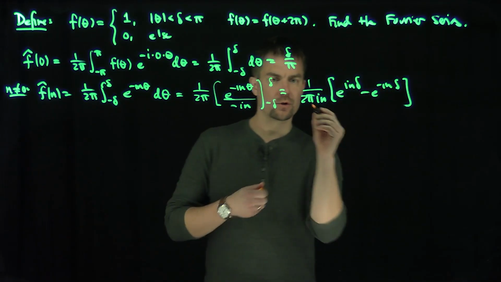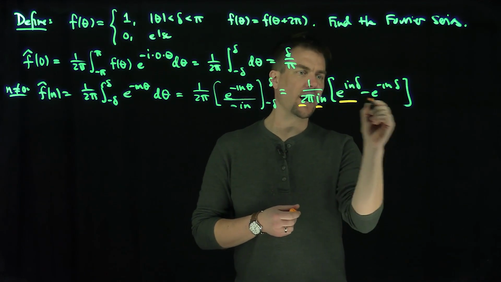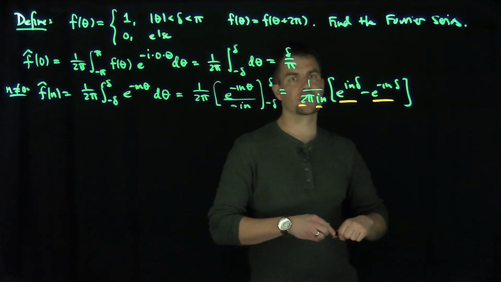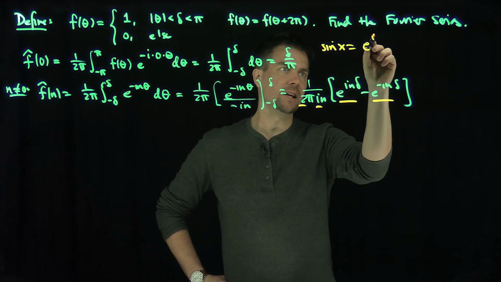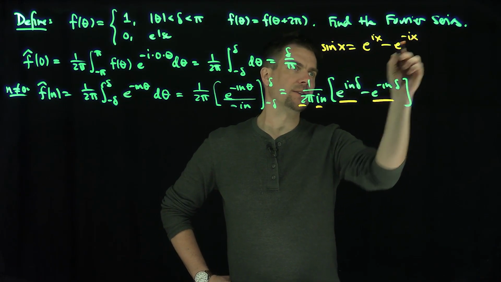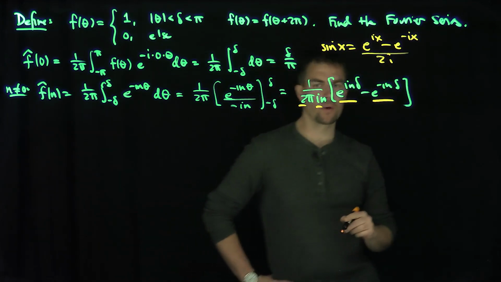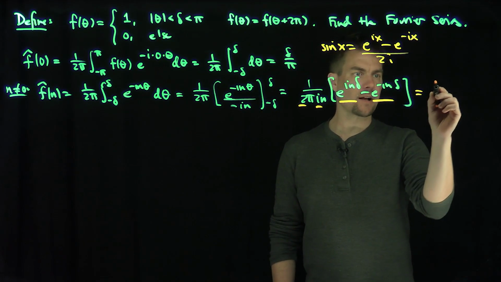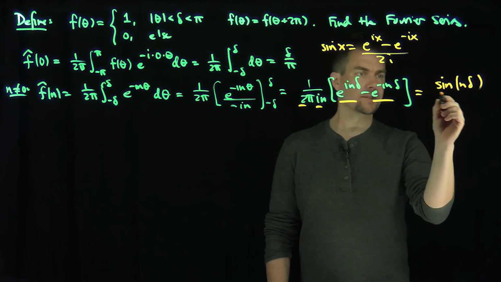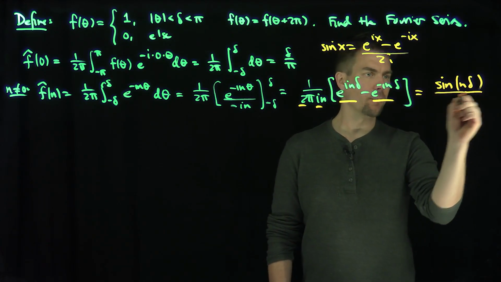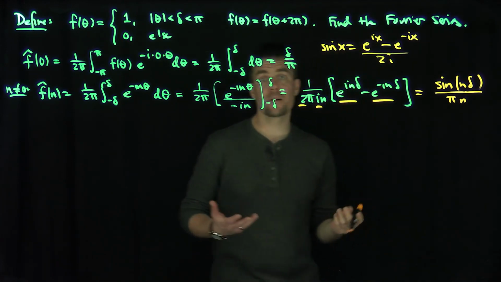Notice that I have a 2 and an i, and an e to the i something and a minus e to the minus something. Now that's our definition of sine. So recall that sine of x, if I complexify it, is e to the ix minus e to the minus ix over 2i by Euler's formula. So what I have over here is exactly just the sine of n delta over pi times n.